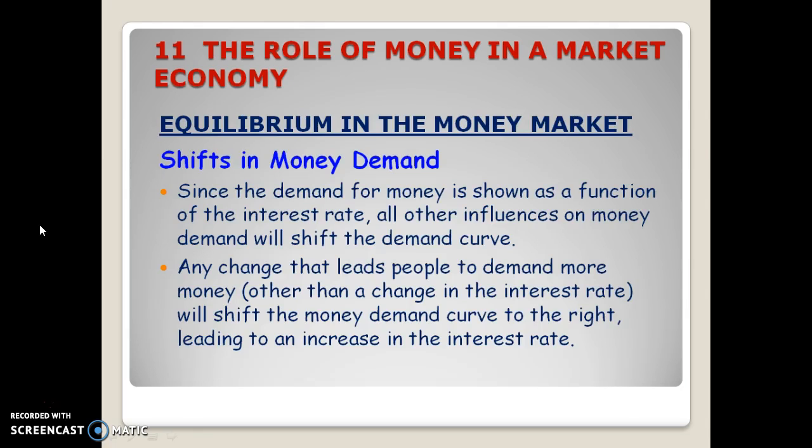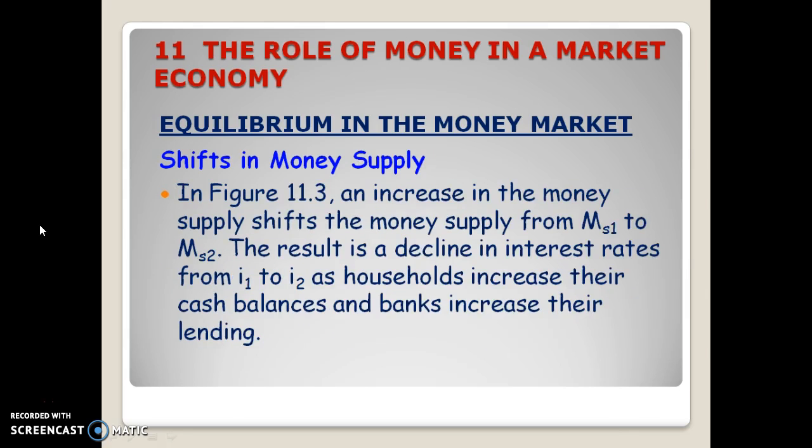Now, the main reason there are shifts in the money demand is that people want more money. People demand more money because of income. When there are changes in income, that's the reason why people will demand more money or demand less money.